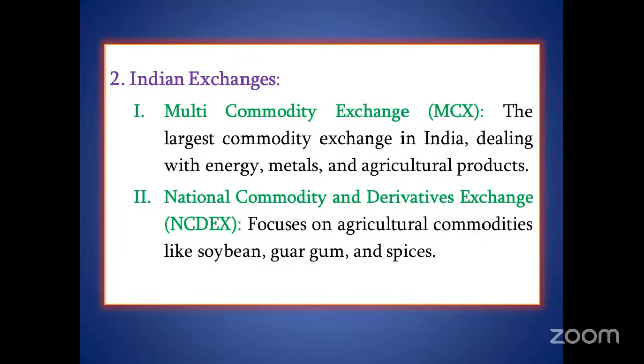It focuses on agriculture commodities like soybean, guar gum, and spices. So MCX and NCDEX are the Indian exchanges. In these exchanges, energy, metals, agriculture products, soybean, guar gum, and spices are exchanged or traded in the commodities market.